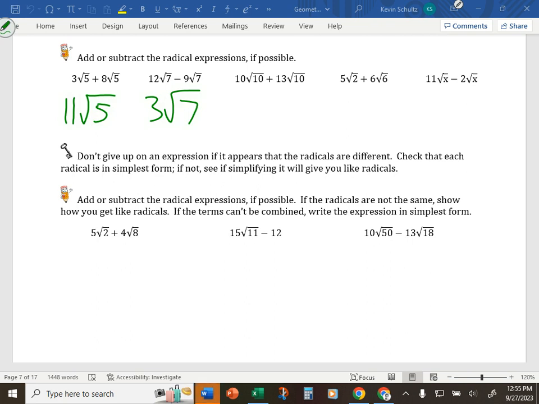Are the roots the same? Yes. We're good to go. How many root 10s do we have in all? 23 root 10s. Okay? Yes?